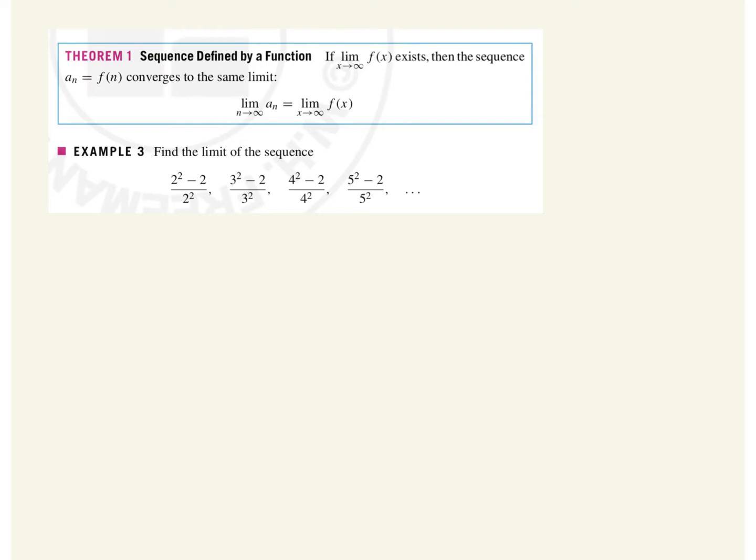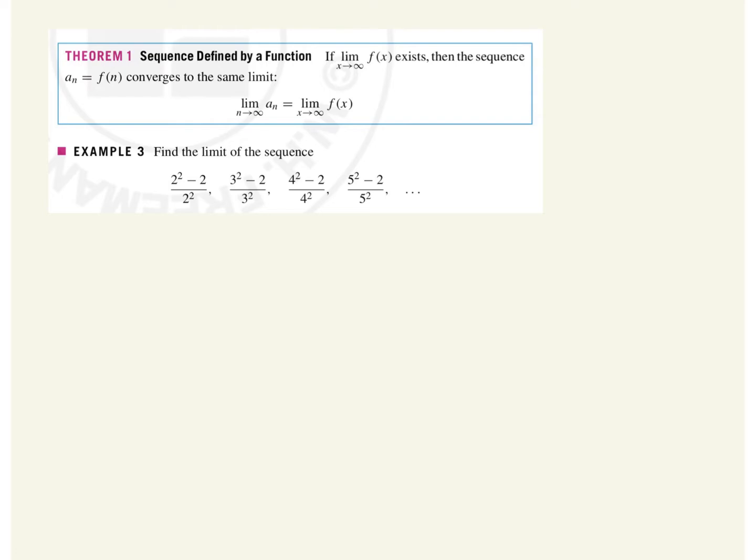So I'm jumping to Theorem 1, which is sequence defined by a function. And it basically allows us to, rather than keeping the sequence defined as it is, come up with a function that we can define it as. And then we can use all of our limit laws that we've learned back in Chapter 2 and throughout the rest of calculus and determine whether this has convergence, divergence, or specifically what that value is that the limit would be.